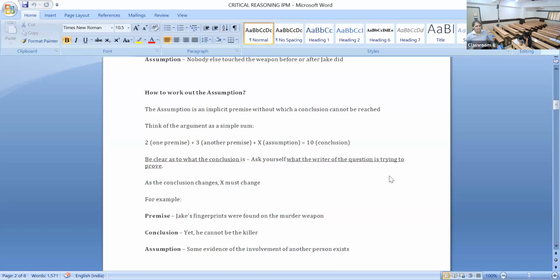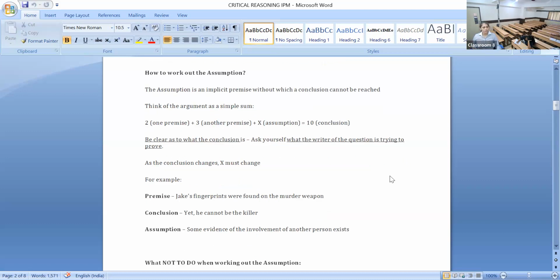So basically what they are trying to say is that you have to identify from an equation if there is an assumption or if there is a fact. That is your job. You may get confused with the inference over there. You may get confused with the fact over there. That is what they are trying to say. It's a very simple term. As the conclusion changes, X must change.